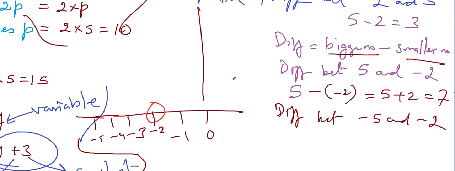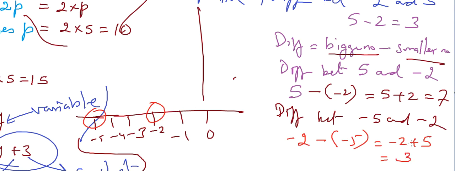See, minus 2 is here, minus 5 is here, minus 2 is to the right of minus 5, so minus 2 is bigger. So the difference is bigger number minus smaller number, which is minus 2 minus minus 5, so it becomes minus 2 plus 5. Minus 2 plus 5 is 3. Okay, so the difference between minus 5 and minus 2 is 3. It's not minus 3. The difference is always positive.